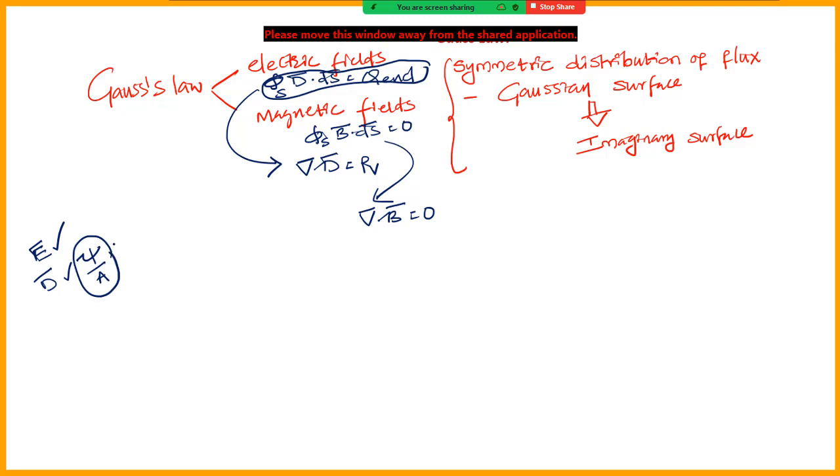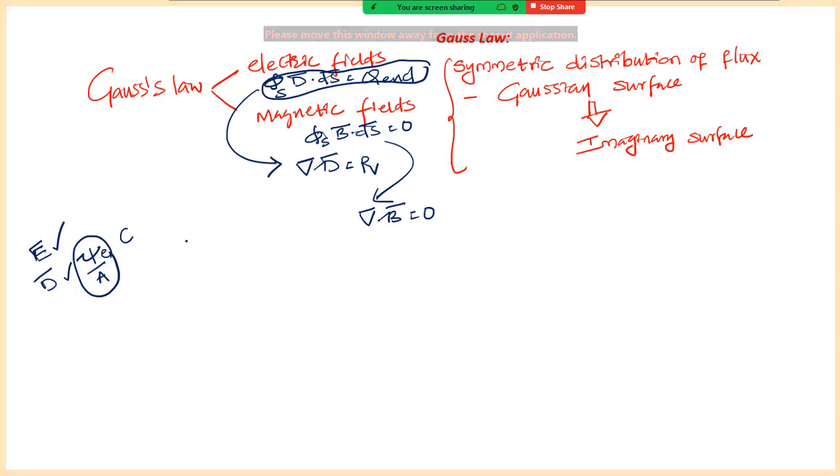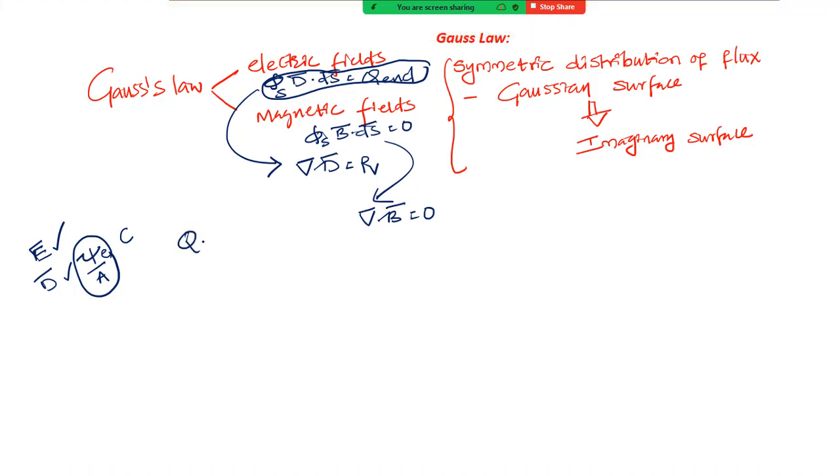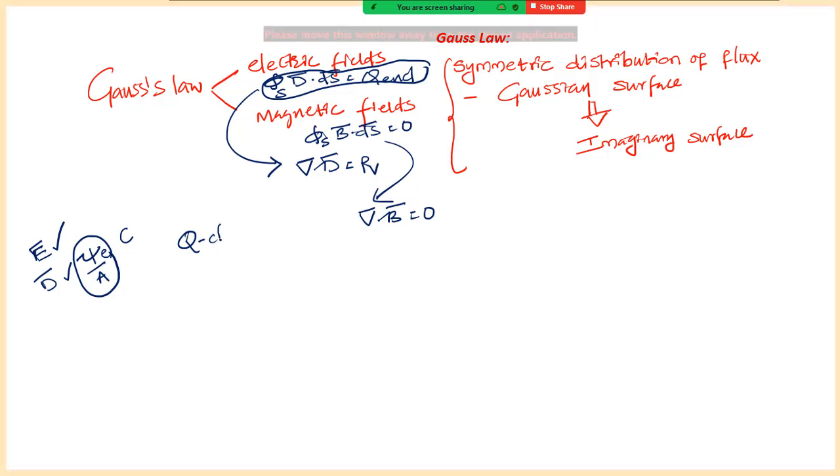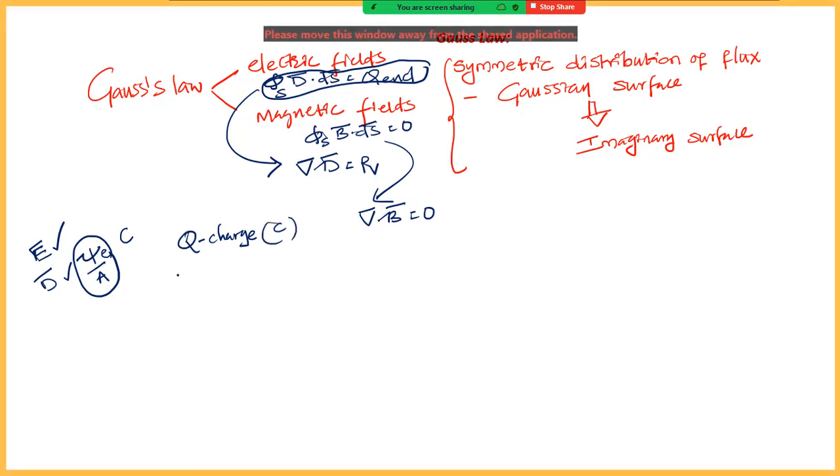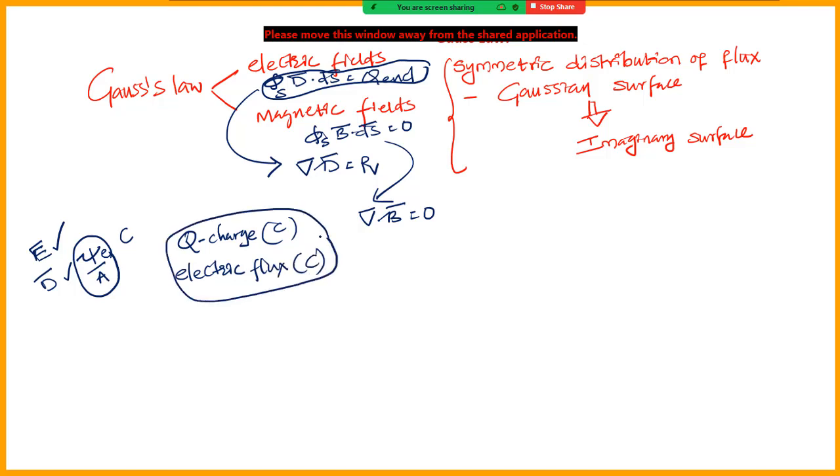So electric flux psi E is measured in coulombs. That means we have coulombs for another physical quantity also as units. What is that one? Charge. Q is the charge. For charge we are using the units coulombs only, and for electric flux also we are using coulombs only. Both are having the same units.